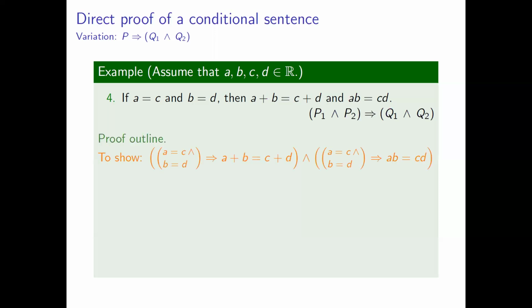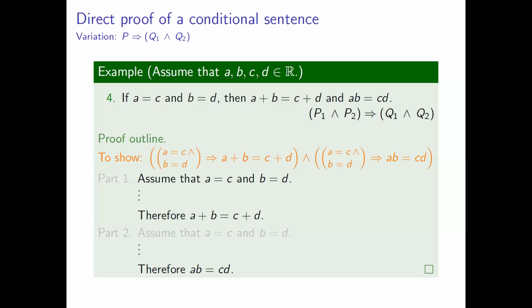To prove the claim, we need to prove that if A equals C and B equals D, then A plus B equals C plus D, and if A equals C and B equals D, then A times B equals C times D. A direct proof for the claim begins by assuming that A equals C and B equals D. In the first part, we shall prove that A plus B equals C plus D, and in the second part, we prove that A times B equals C times D.